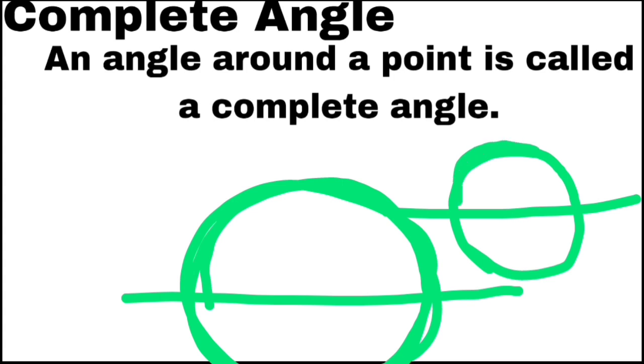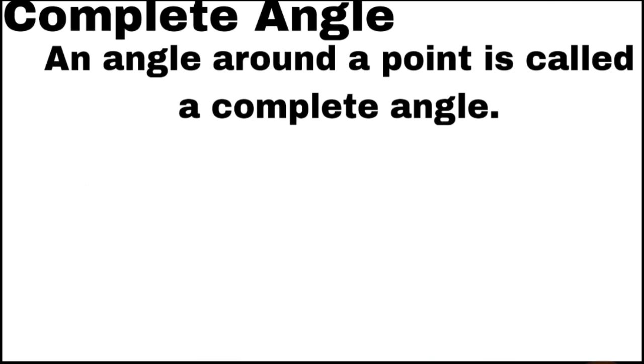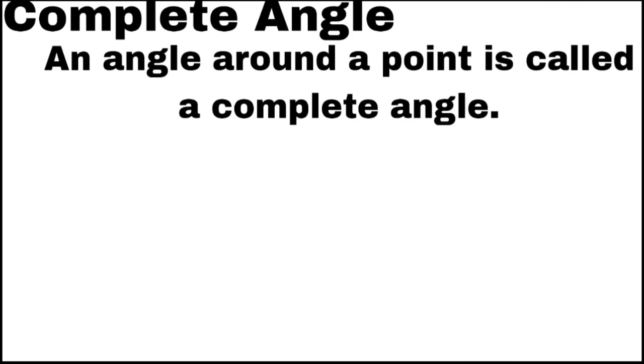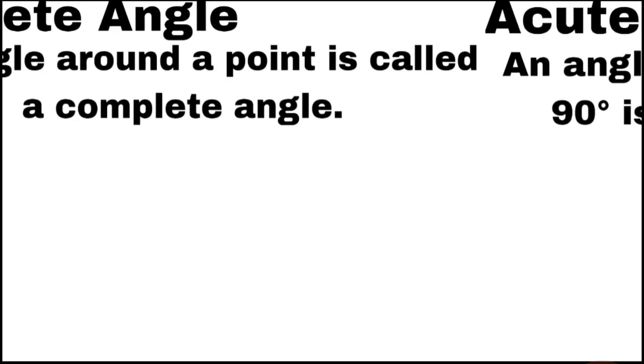First is 180 degrees, another is 180 degrees, total 360 degrees. That angle is called the complete angle. This is the complete angle, like a cycle. One round is the complete angle.